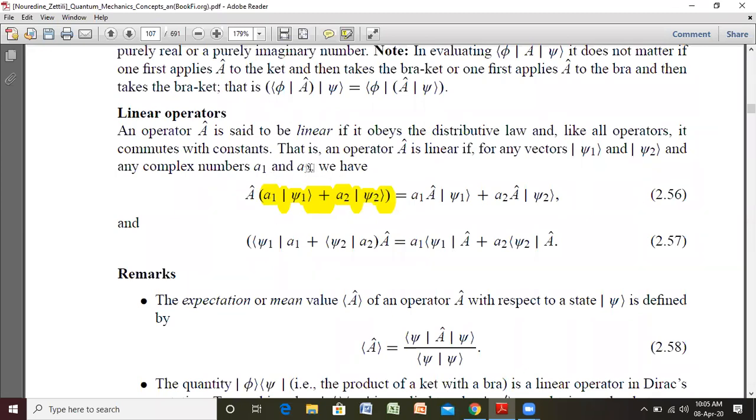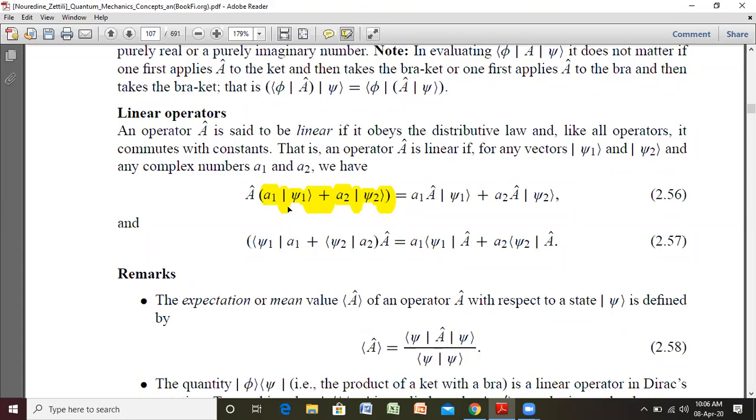linearly combined. Why linearly? Because their coefficients have power 1. A1 has power 1, A2 has power 1. Then there might be some condition in which the coefficients will be A1 square or A2 square, like this. Then that will not be a linear combination. This is a linear combination, where two substates are joined with each other with the multiplication of some scalars. So this is actually the whole state psi.